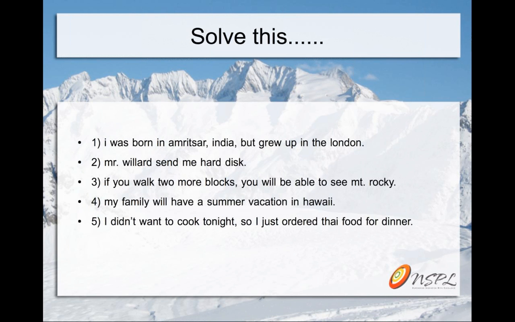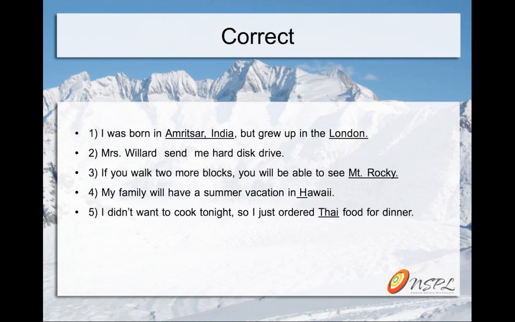Mount Rocky is a mountain name, so it should be capital. My family will have a summer vacation in Hawaii. So I will explain. M capital, M I capital. And H, Hawaii. Hawaii is H capital because it's a noun.